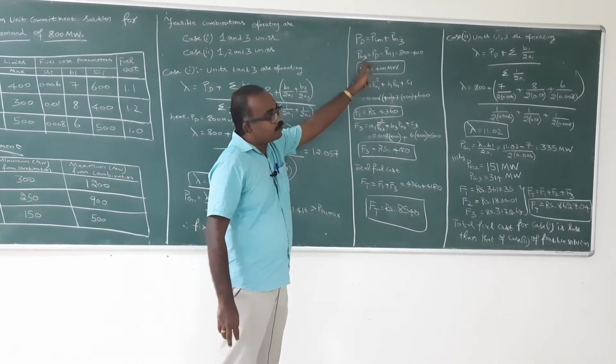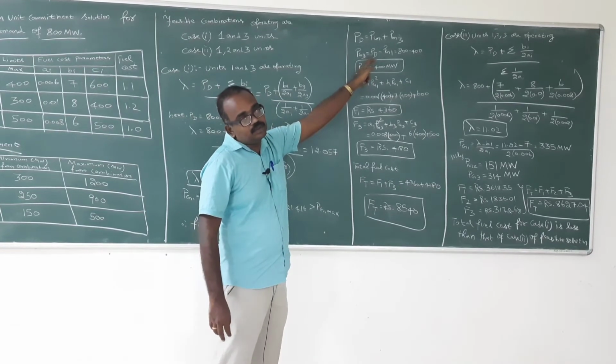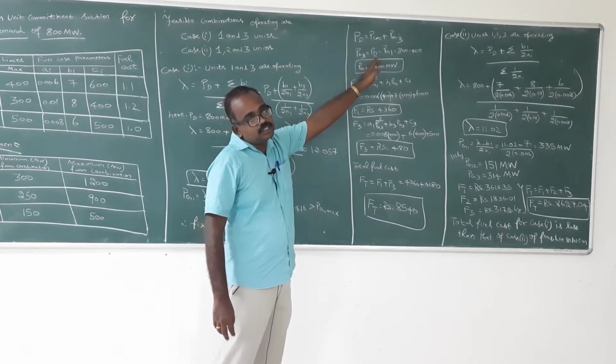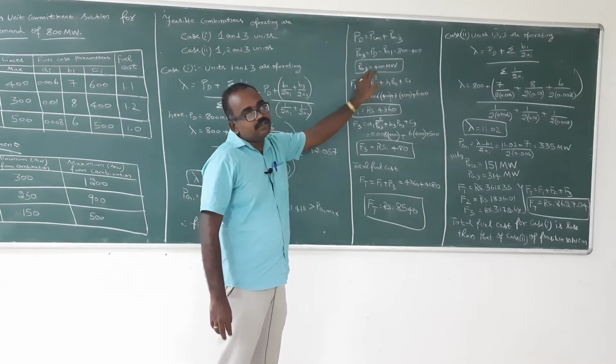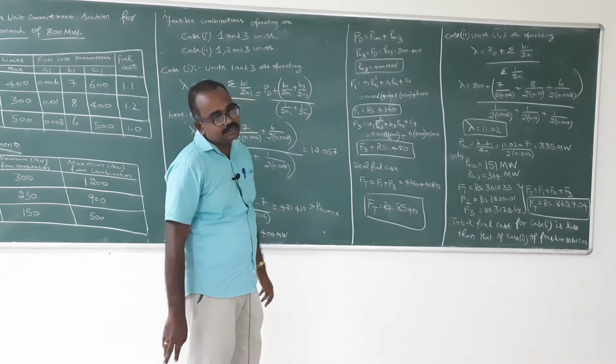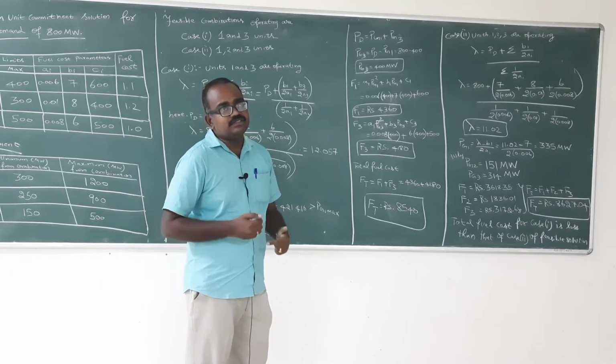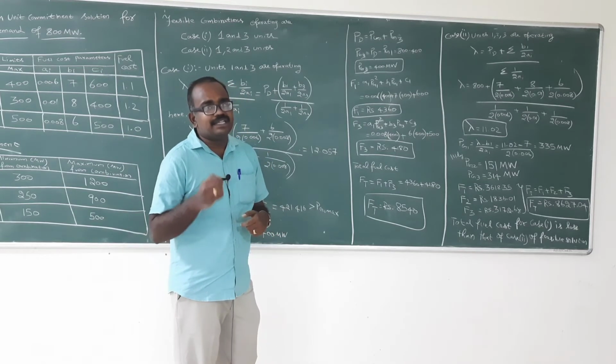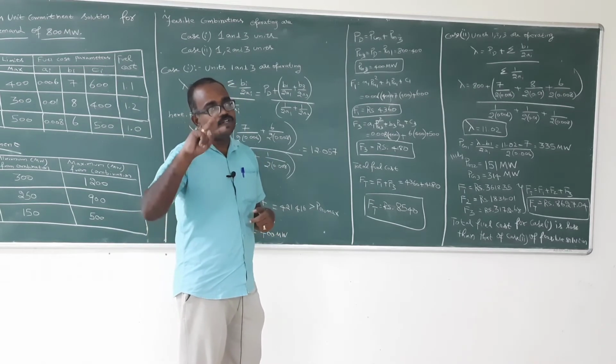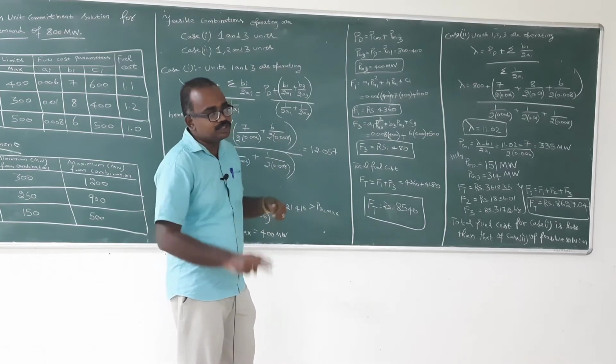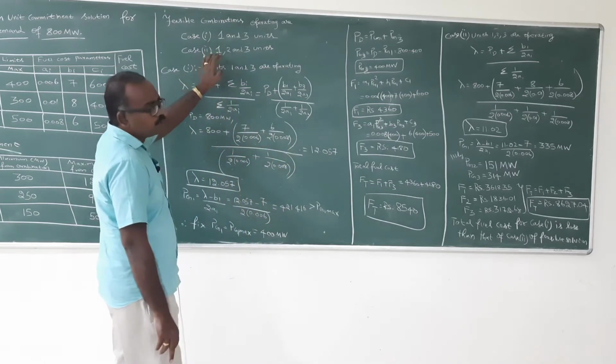So in order to get the PG3 value, we are subtracting with demand. 800 minus 400, we are getting 400 megawatt as the PG3 value. Next, what we have to do is, because we have two combinations, two feasible solutions, 1 and 3, and 1, 2, 3.